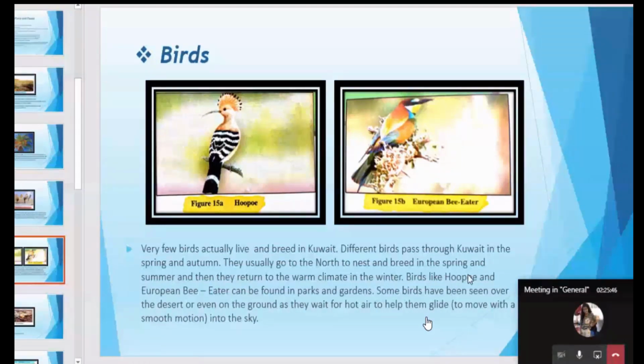Now birds like the hoopoe and the European bee-eater can be found in parks and gardens. Some birds have been seen over the desert or even on the ground as they wait for the hot air to help them glide. So some of them are waiting for the hot air, children. Why is it? Because the birds can fly smoothly. They have a smooth motion. Glide is nothing but to move with a smooth motion. So this is about the birds.